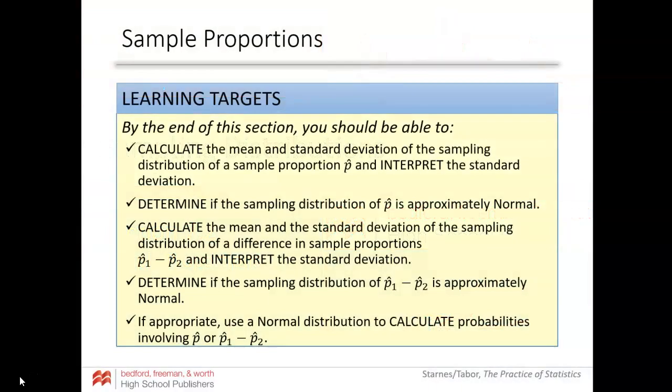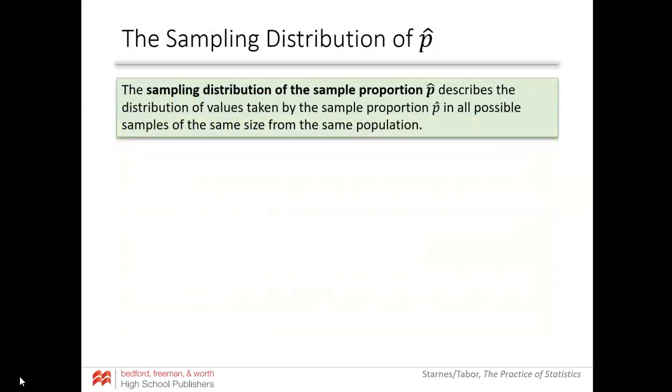The first part is going to be all about how to calculate the mean and standard deviation of a sampling distribution of a sample proportion, which we call p hat. Then in day 2, we're going to calculate the mean and standard deviation of a sampling distribution of the difference in sample proportions, p hat 1 minus p hat 2. So if you're looking for day 1 or day 2, that's the split.